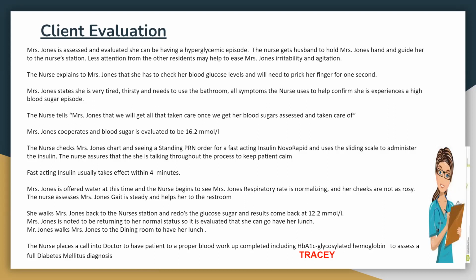Mrs. Jones is noted to be returning to her normal status and is evaluated that she can go have her lunch. Mr. Jones walks Mrs. Jones to the dining room to have her lunch. The nurse places a call to the doctor to have proper blood work completed, including the HbA1c glycosylated hemoglobin, to assess a full diabetes mellitus diagnosis.